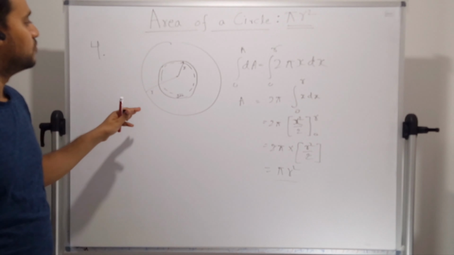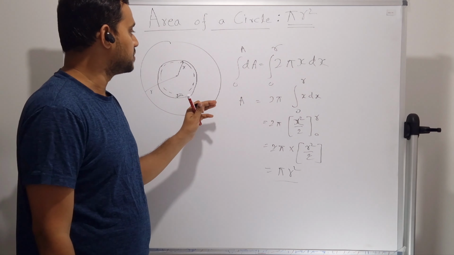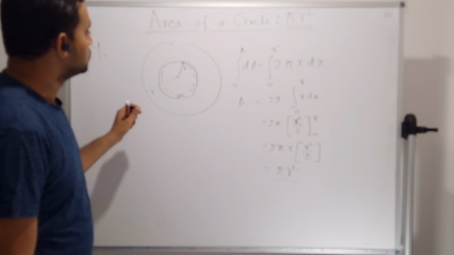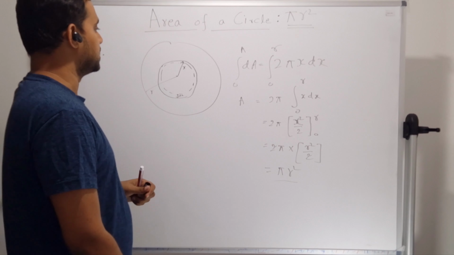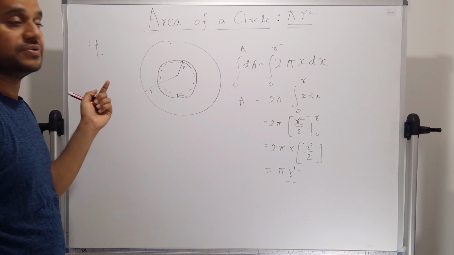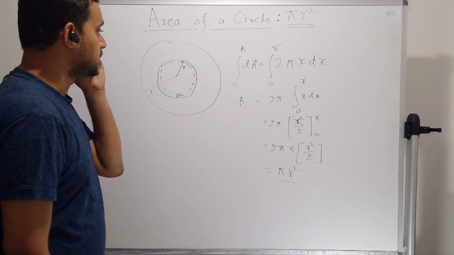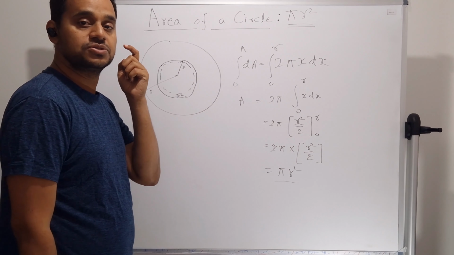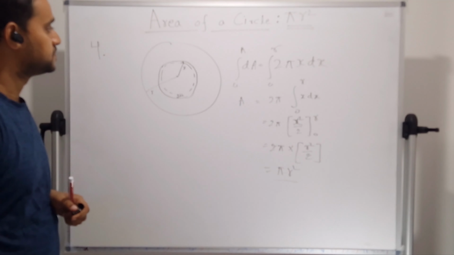So here, what we did is we used advanced mathematics, we used integration, to prove that the area of a circle is pi r square. In the first three, we didn't use integration, we didn't use calculus. We used clever ways to prove that the area of a circle is pi r square.